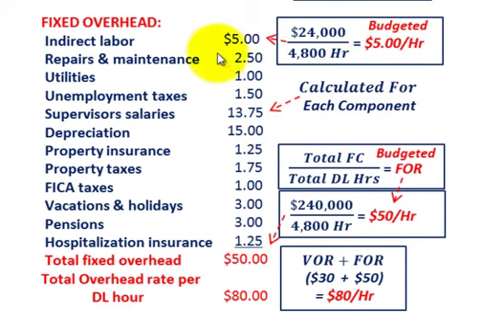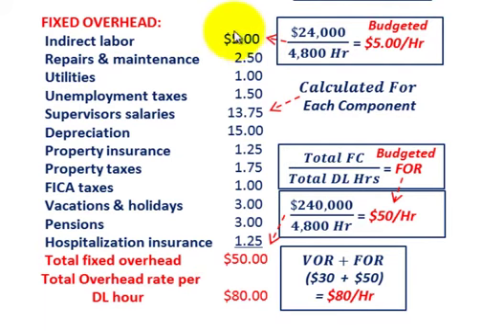But remember, these lists are not all inclusive. This is just an example of what would typically be included in your fixed overhead, and what we mentioned above in the variable overhead. It just depends on your operation and what you're accumulating in each of those indirect costs.